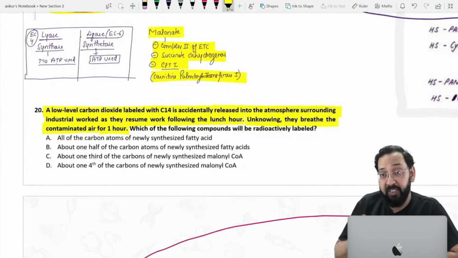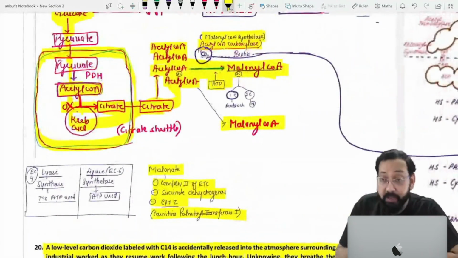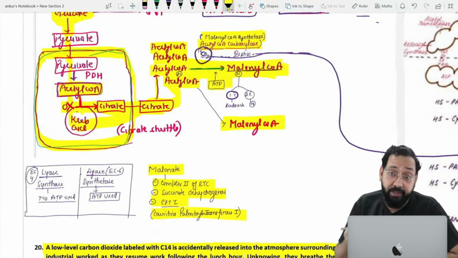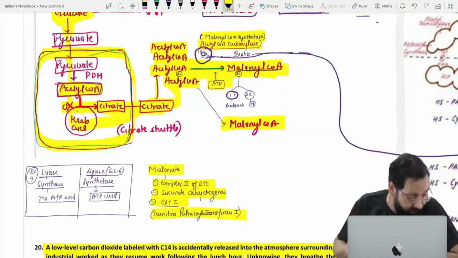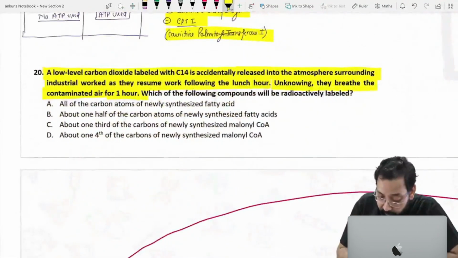Fatty acid is being synthesized. When fatty acid is being synthesized, malonyl coenzyme A is being synthesized. This malonyl coenzyme A will have radioactive carbon. If 3 carbons are there, 1/3 of the carbons are radioactive. Which of the following compounds will be radioactive?